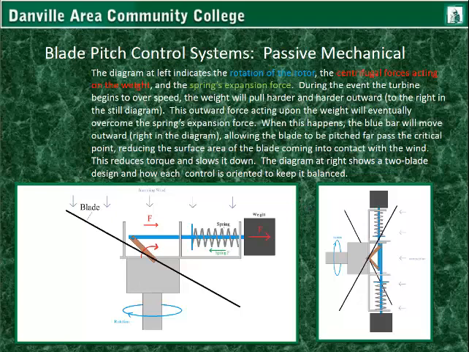With specific designs, maybe variations in spring force, maybe multiple springs, and also other setups that are a little more elaborate than this one, the blade can be kept somewhat within the critical angle for different wind speeds.